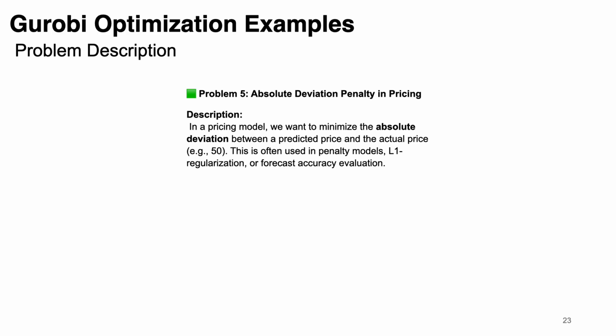Our final scenario is problem 5, absolute deviation penalty and pricing. In many forecasting or pricing models, you want to minimize the absolute difference between a predicted price and the actual target price, for example, $50. Because the absolute value function is nonlinear, representing it in a linear program requires specific techniques. This is often used in penalty models, L1 regularization, or when evaluating forecast accuracy within the TwinODIS framework. Gurobi provides built-in tools to handle these absolute deviations seamlessly.